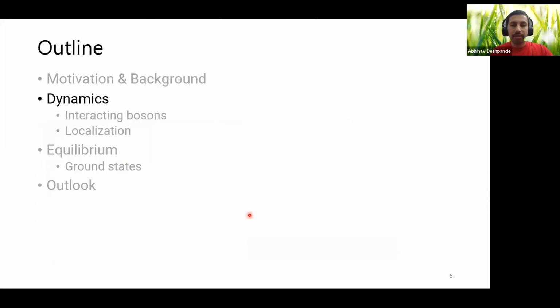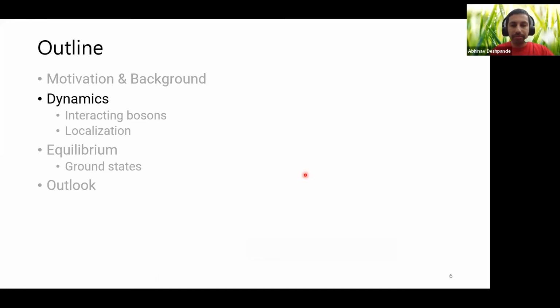So let me start with dynamics first. That brings me to the outline. I'll first be speaking about an example involving interacting bosons, and then talk about localization in the sense of both Anderson and many-body localization. And then we'll talk about equilibrium later.